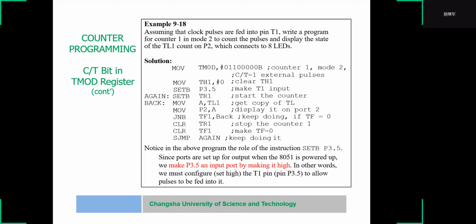Here is an example. Assume that clock pulses are fed from pin T1. Write a program to count in counter 1 in mode 2 to count the pulses and display the state of the TL count on P2, which is connected to 8 LEDs.